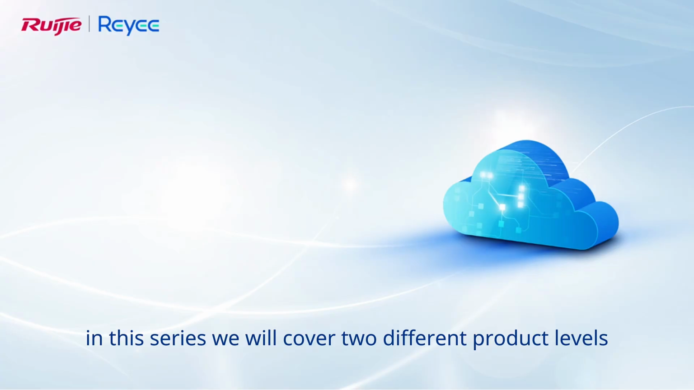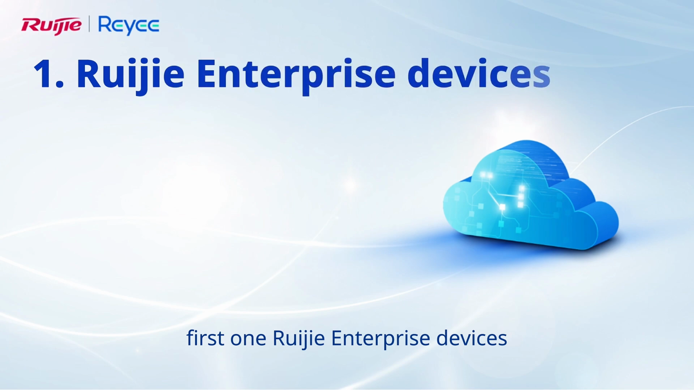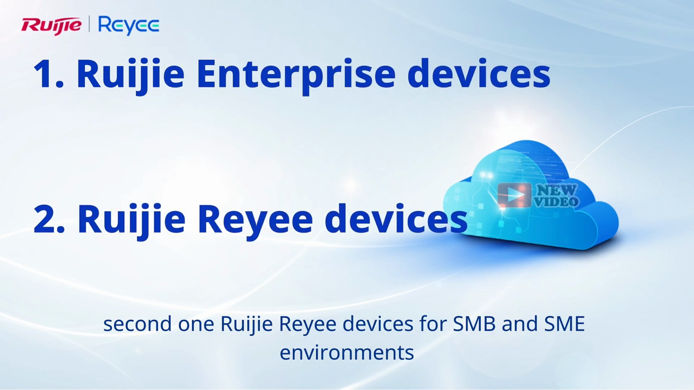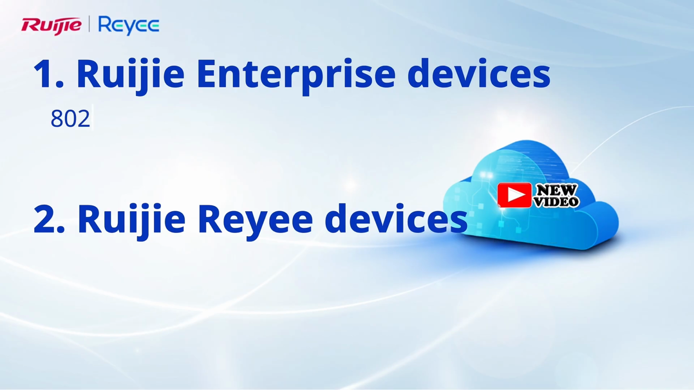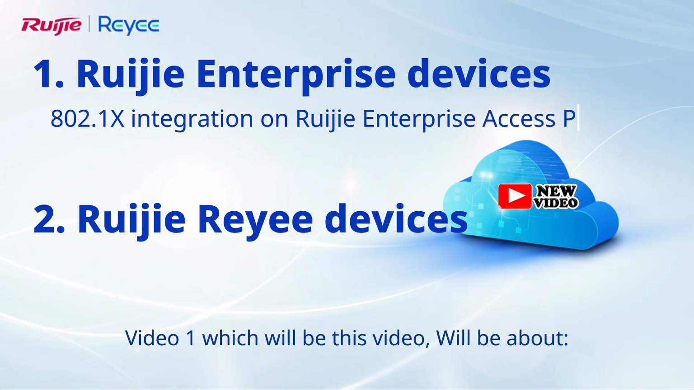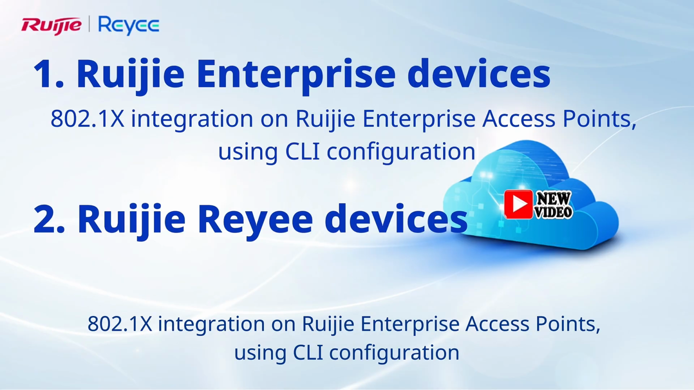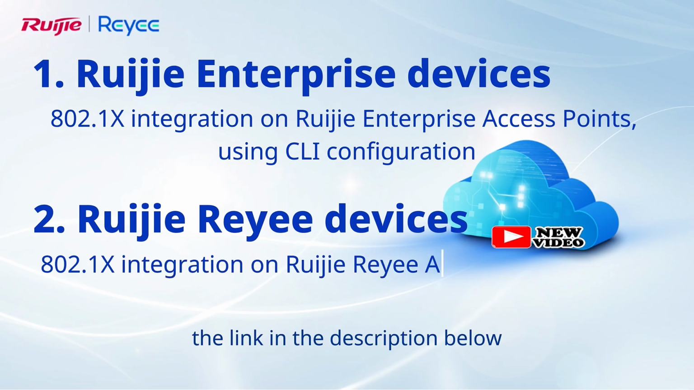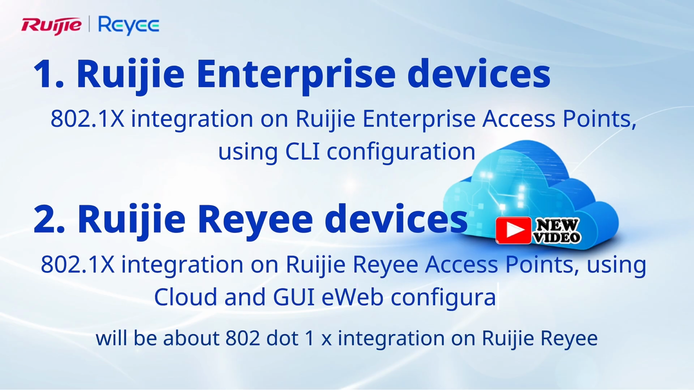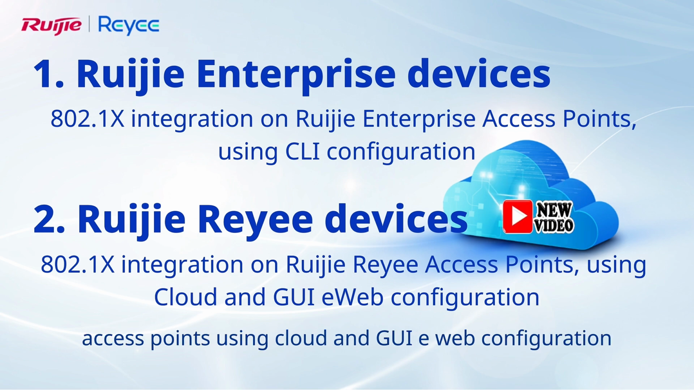In this series, we will cover two different product levels. First one, Ruijie Enterprise devices. Second one, Ruijie devices for SMB and SME environments. For this reason, we decided to divide this topic into two separate videos. Video 1, which will be this video, will be about 802.1X integration on Ruijie Enterprise access points using CLI configuration. Video 2, the link in the description below, will be about 802.1X integration on Ruijie access points using Cloud and GUI eWeb configuration.